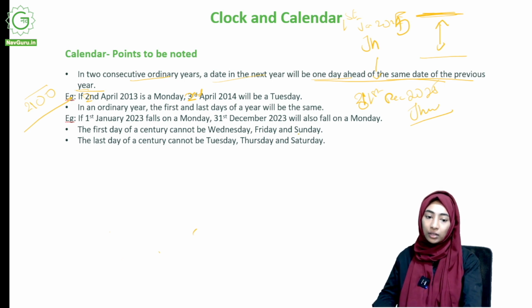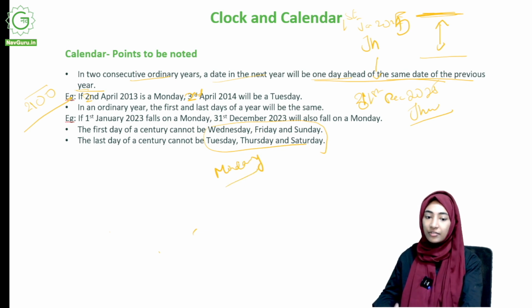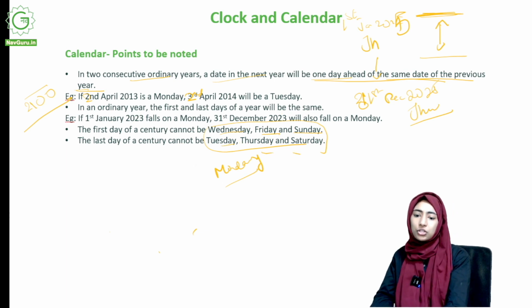So we have 3 days each that the first and the last day of a century cannot be. What are the days that we have not covered? This is basically 6 days. Which day have we left out? It's Monday, right? So the first and the last day of a century can be Monday, but for all other days there are certain conditions. If it's the first day, it cannot be Sunday, Wednesday and Friday. If it's the last day, it cannot be Tuesday, Thursday and Saturday. So you can just learn it like this.